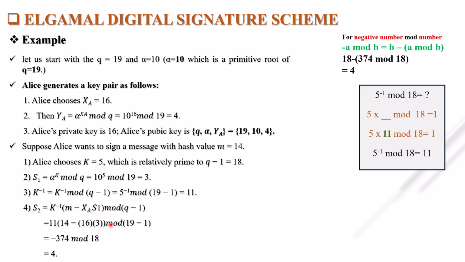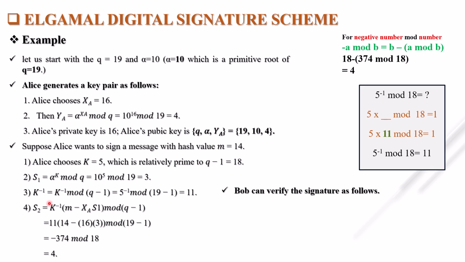Now signature 1 and signature 2 will be added with the message and sent to the receiver. Okay. Now how will the receiver verify? With the help of V1 and V2. Let's calculate the value of V1 and the value of V2, so that we can say whether the signature is valid or not.